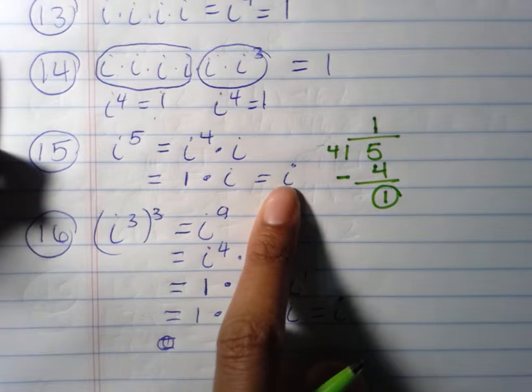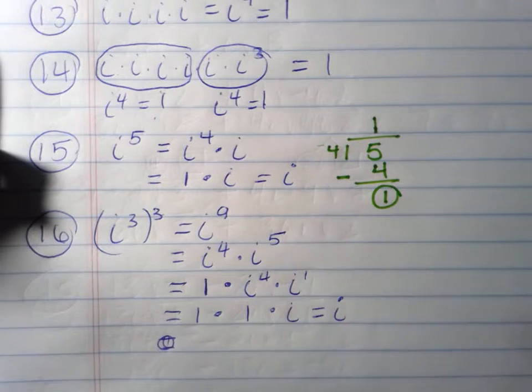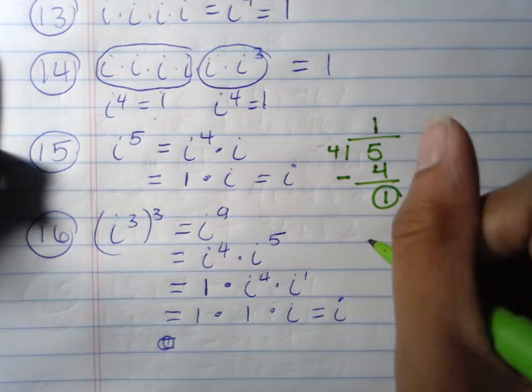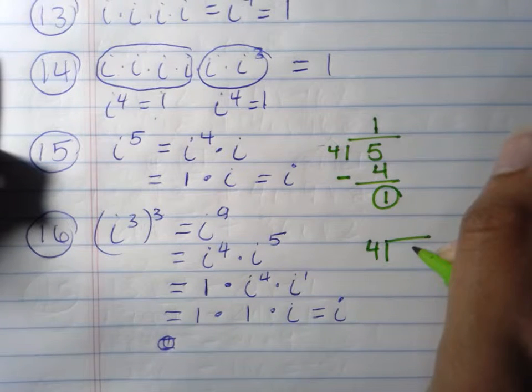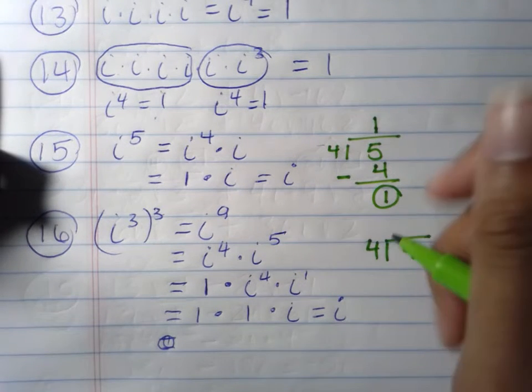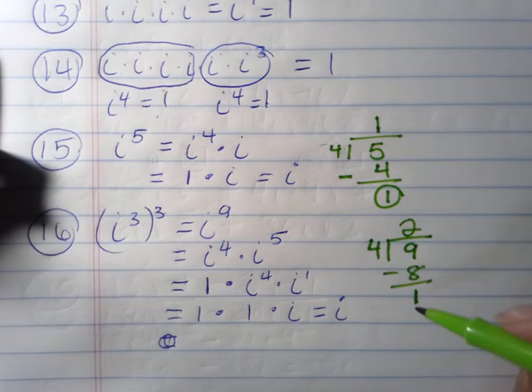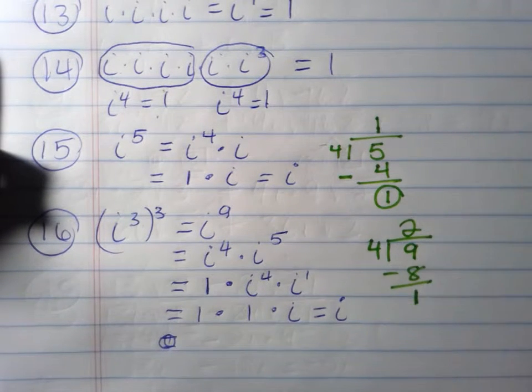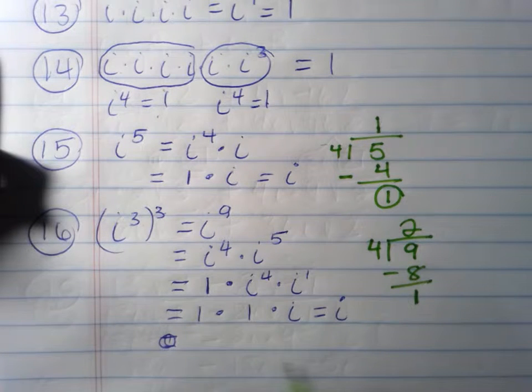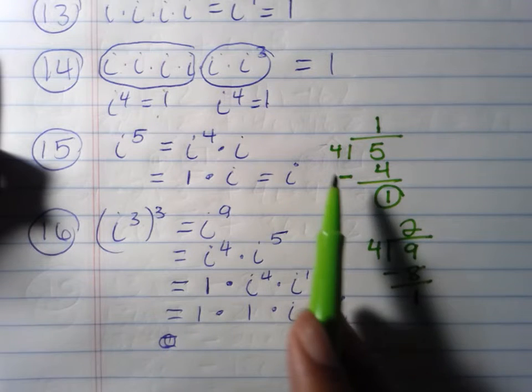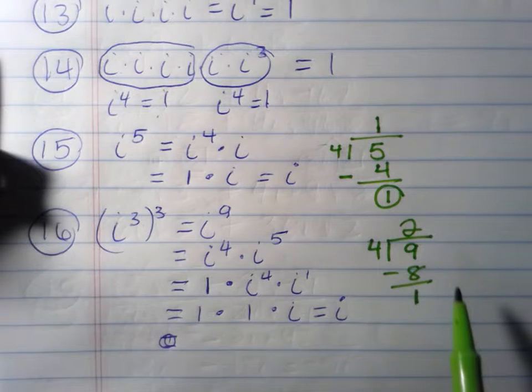Over here, if I went 4 into 9, 4 goes into 9 2 times, and my remainder is 1. So then I get i to the 1st, which is just i. So that's another way to do it. I just broke it down in this way. I know some don't like long division, but honestly, I feel like long division is the quickest way. When you see a remainder, you know what it's going to end up being.